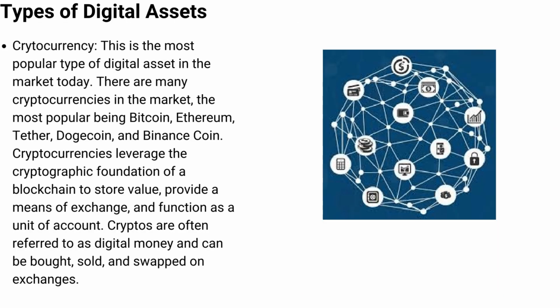Okay, so that's digital assets for you. What are the types of digital assets? I'll just emphasize two types. We have the cryptocurrency. This is the most popular type of digital asset in the market today. There are many cryptocurrencies in the market. Popular ones include Bitcoin, Ethereum, Tether, Dogecoin, Binance Coin. Cryptocurrency leverages the cryptographic foundation of a blockchain to store value, provide a means of exchange and function as a unit of account. Cryptos are often referred to as digital money and can be bought, sold, and swapped on exchanges.